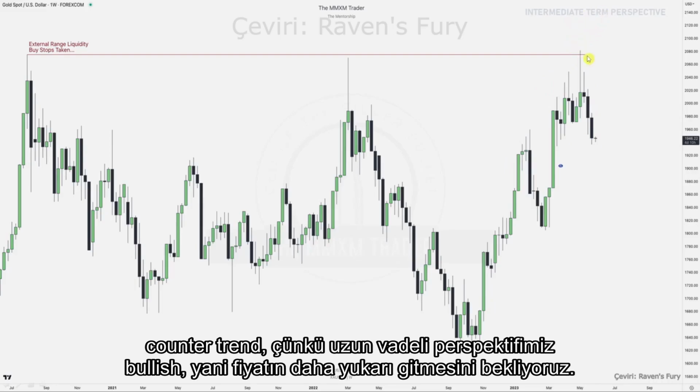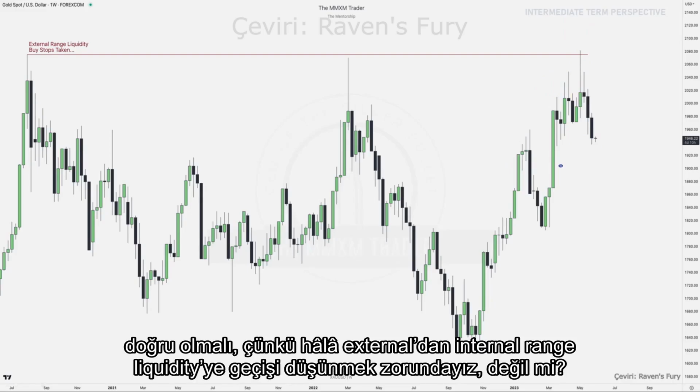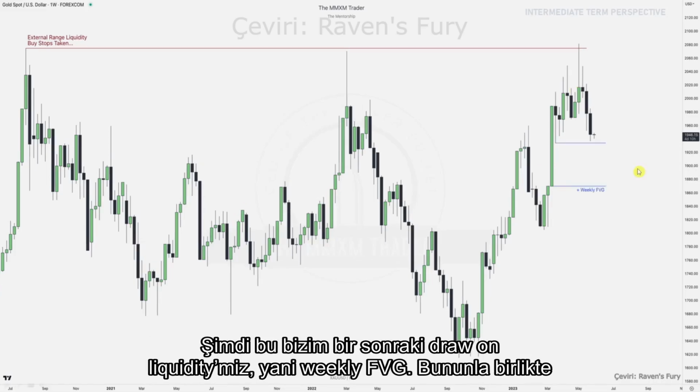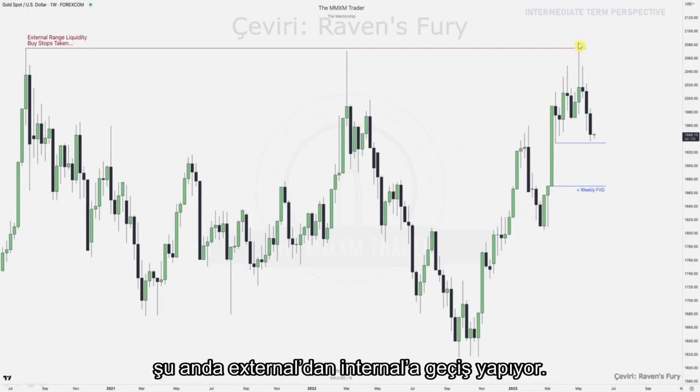We expect price to go higher than this, but with an intermediate term perspective being bearish, the counter trend draw should be correct, because we still have to think about that external to internal range liquidity, right? Now this is our next draw on liquidity, right? That weekly fair value gap. So with this weekly fair value gap being the draw on liquidity, even though our longer term perspective is bullish, it's switching right now from external to internal.